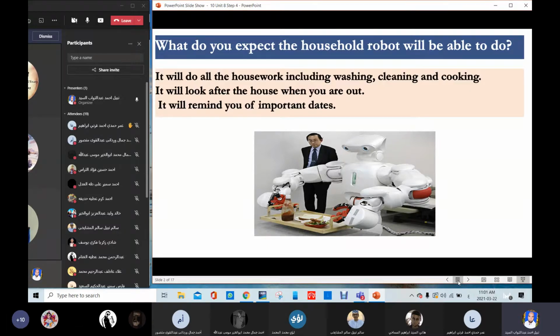It will do all the housework, including washing, cleaning, and cooking. It will look after the house when you are out, as Omar said. It will remind you of important dates. If you have a good memory or a bad memory, it can remind you of important dates. Yes, Shadi.